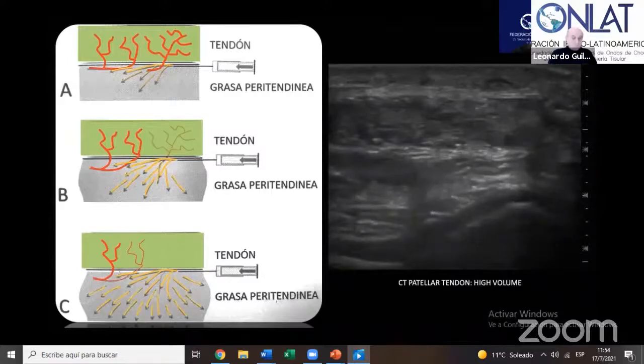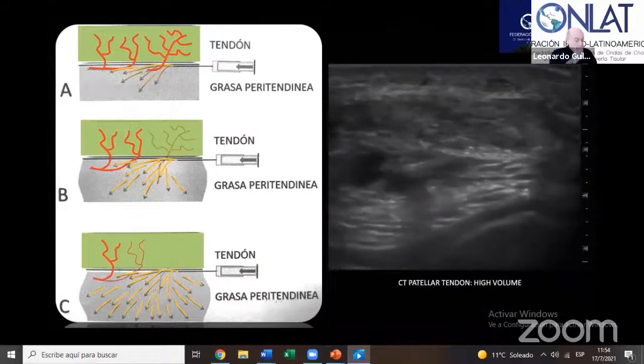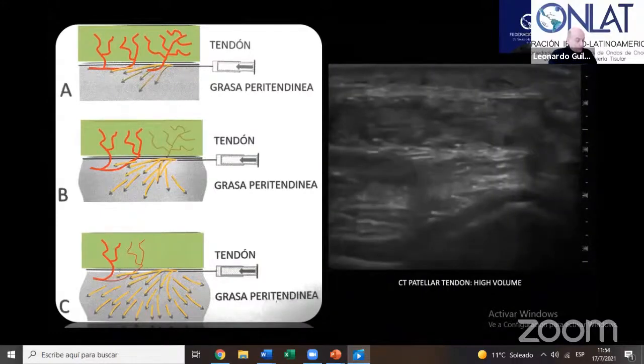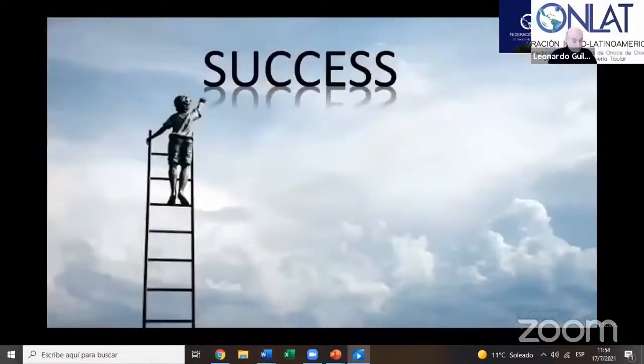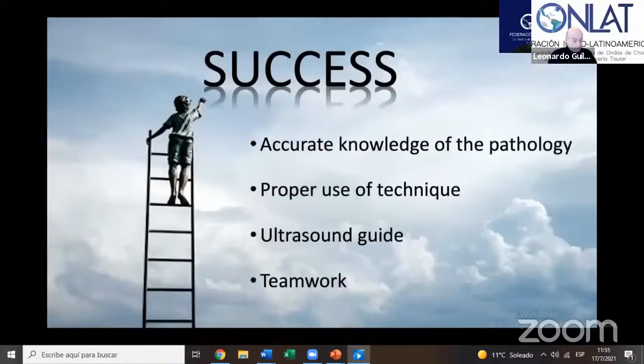But you can see the technique in this example. There are several effective alternatives for this pathology, such as open or arthroscopic surgical treatment, medication, high intensity laser, and also biological treatments with PRP or stem cells. But the success is achieved with an accurate knowledge of the pathology, proper use of technique, ultrasound guidance, and the most important thing for me is the teamwork.